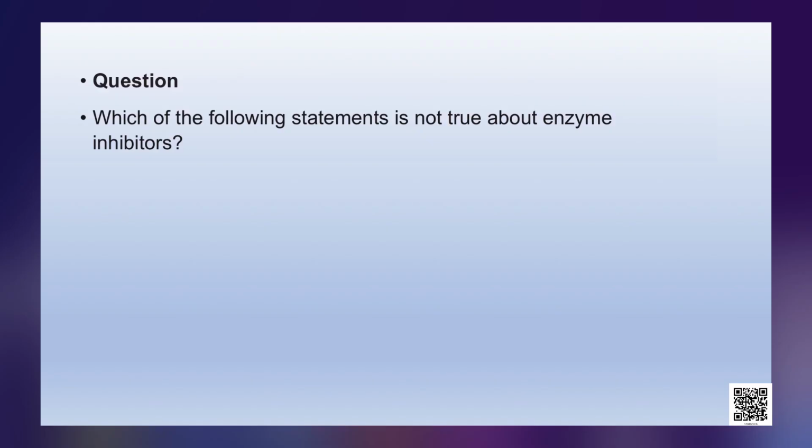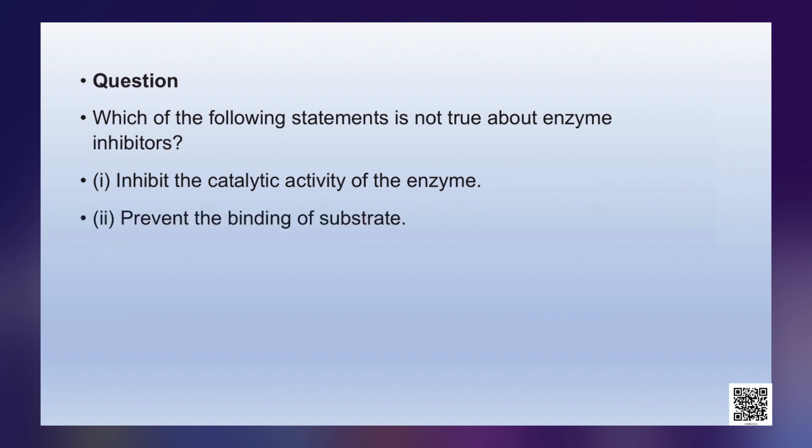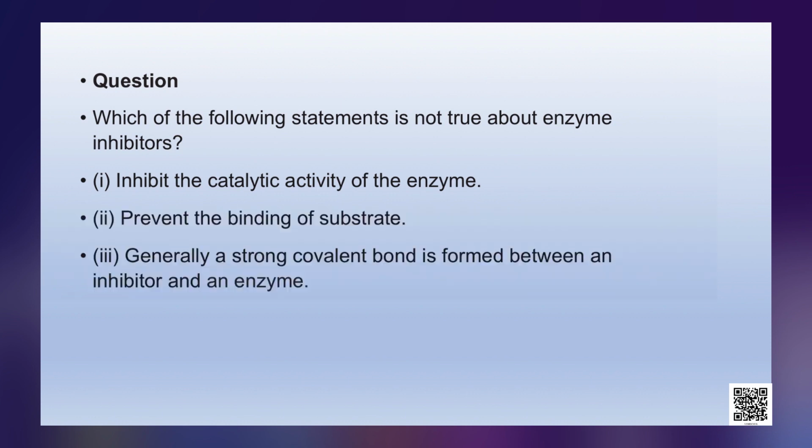Dear children, now we will discuss a question. You can see it on the screen. Which of the following statements is not true about enzyme inhibitors? First option is inhibit the catalytic activity of the enzyme. Second is prevent the binding of substrate. Third is generally a strong covalent bond is formed between an inhibitor and an enzyme. Fourth, inhibitors can be competitive or non-competitive.